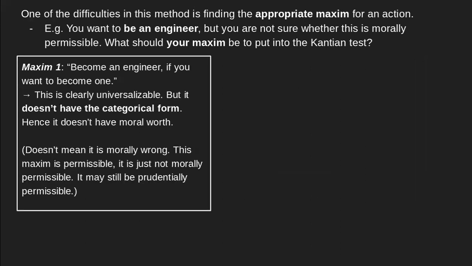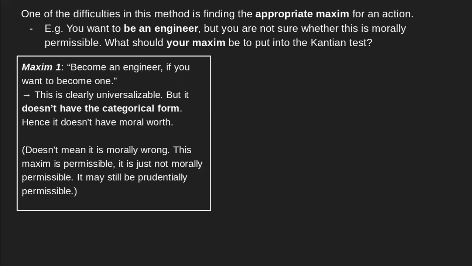So your maxim, first of all, can be something like this. The first candidate for your maxim: become an engineer if you want to become one, right? This is the maxim that you're following. I want to be an engineer, so I'll become an engineer. That might be the maxim that you're using. This is clearly universalizable. That was the Kantian test, right? You have to universalize. You have to feel that your principle, your maxim, should become a universal law of nature. And there's nothing contradictory for this maxim to become a universal law of nature.